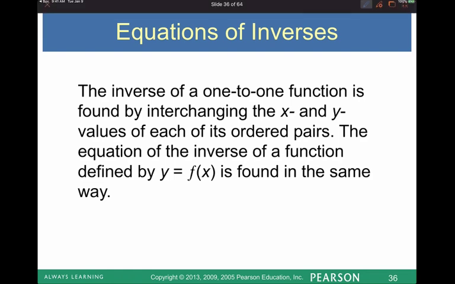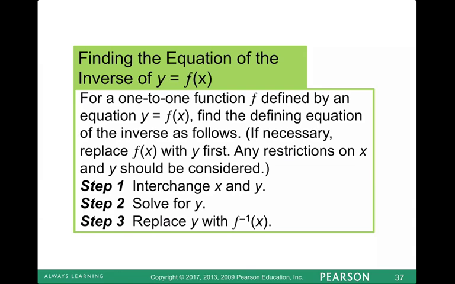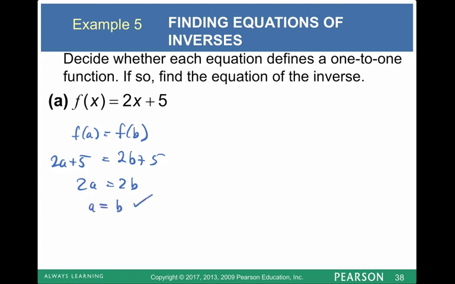Oh, wow, this goes on for a while. Okay, so we actually just did this. So we'll do another quick demo on finding the inverse function here. First we decide whether the equation defines a one-to-one function. So let's just quickly do f of a equal to f of b, right? So if we say 2a plus 5 equals 2b plus 5, subtract 5 from both sides, we get 2a equals 2b. Divide both sides by 2, a equals b. So that means that the function is one-to-one.